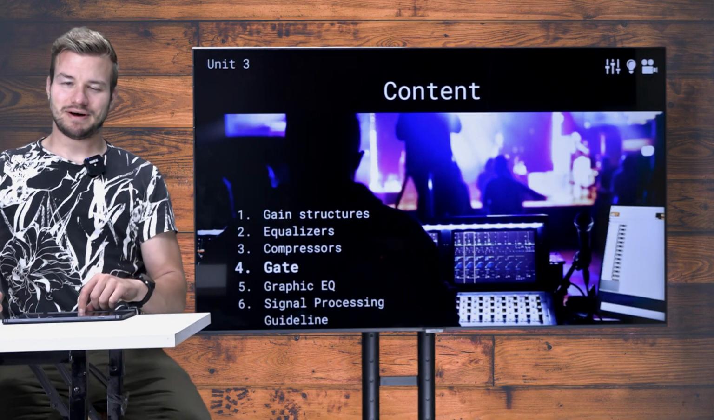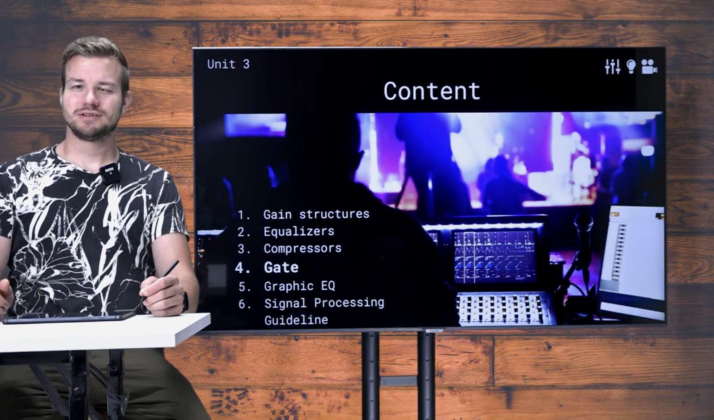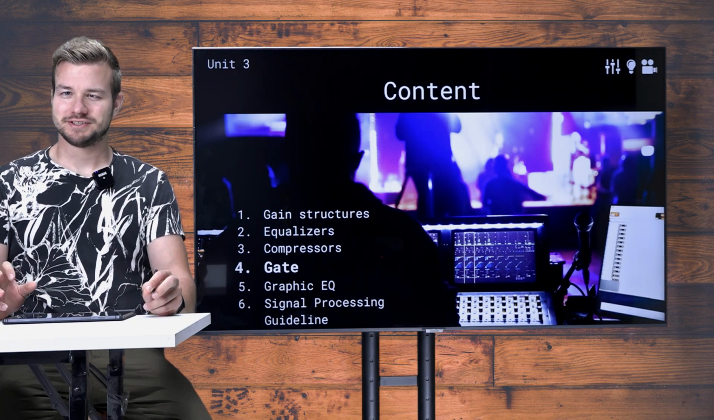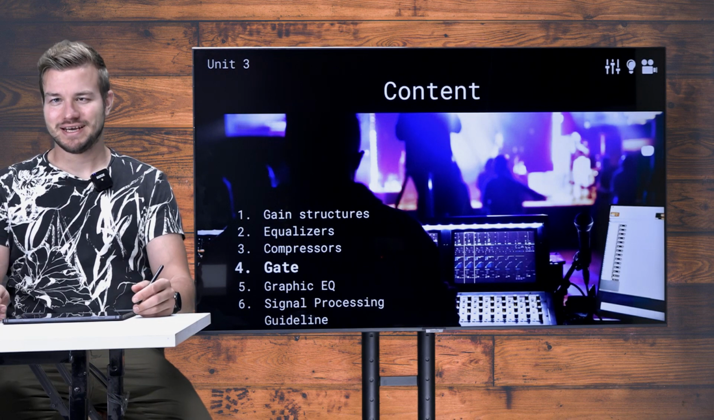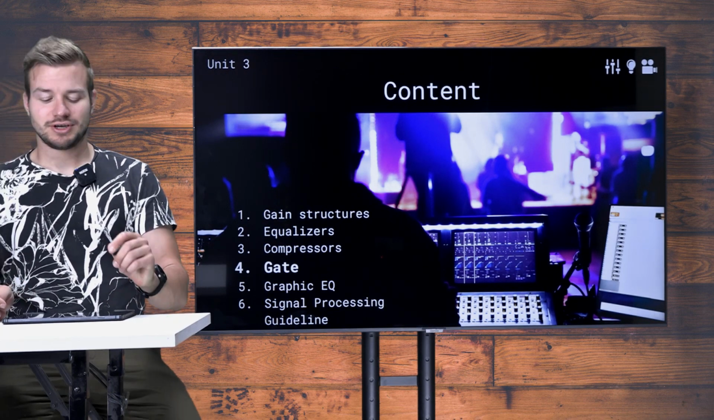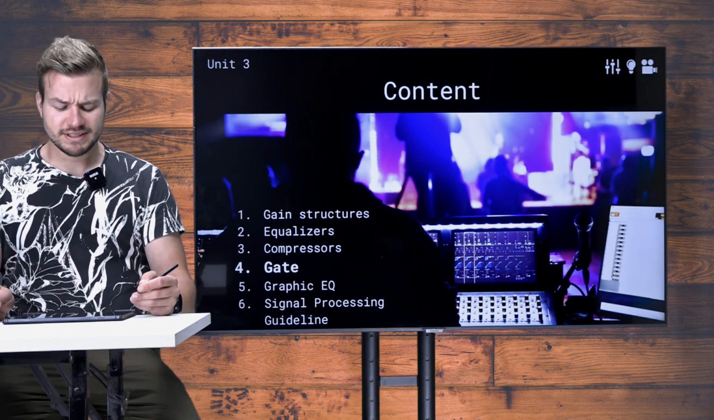This video is about gates. If you have not yet watched the video about compressors, make sure you first watch that one, because the concept of gates is heavily related to the concept of compressors. So what is a gate?